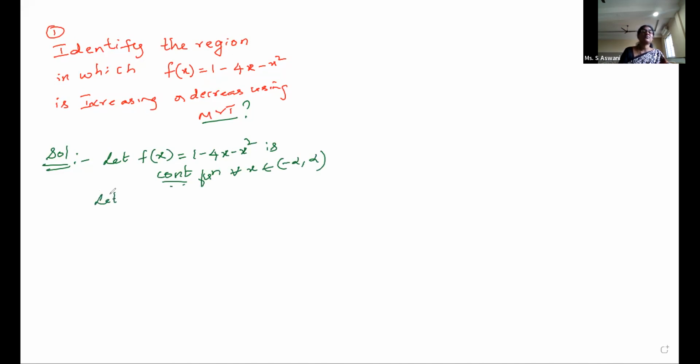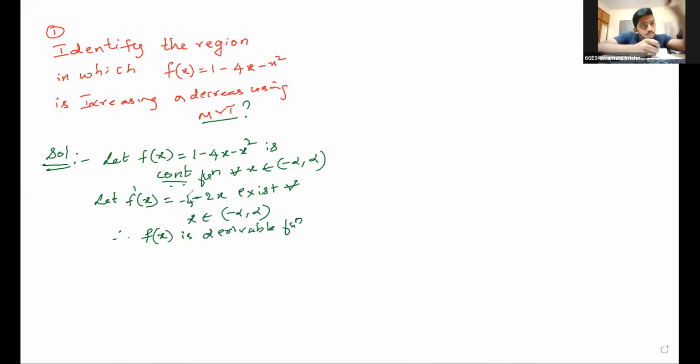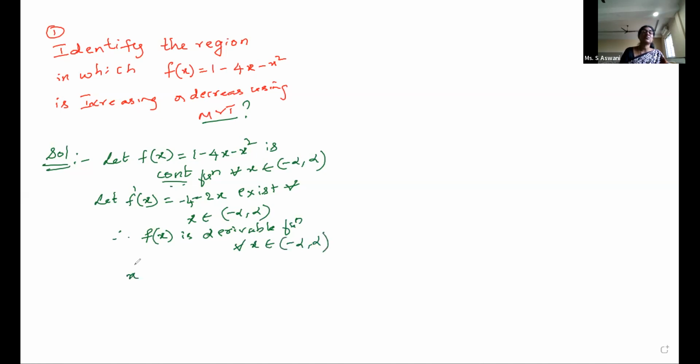ఓకే, సో లెట్ f of x, f dash of x which is equal to 4 minus 2x exist for all x belongs to open interval minus infinity to infinity. Therefore f of x is derivable function for all x belongs to minus infinity to plus infinity. ఇప్పుడు ఏం చేద్దామంటే let us equate this with 0. 1 minus 4x minus x square equal to 0.